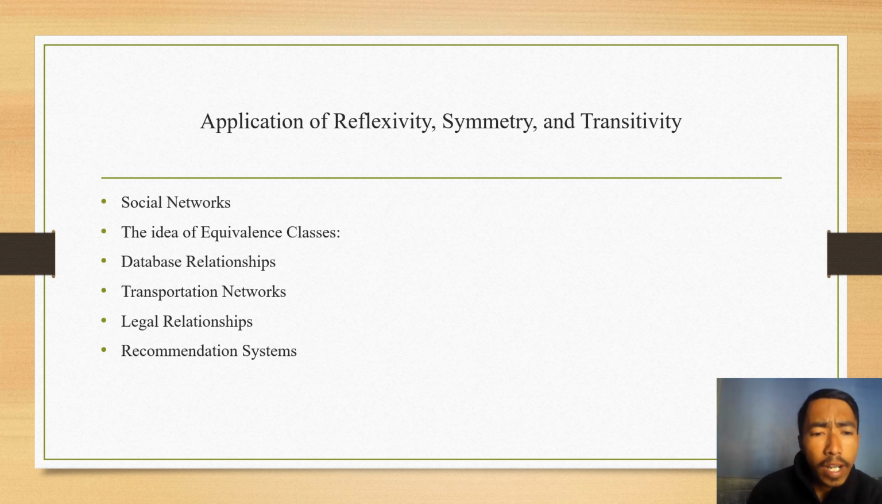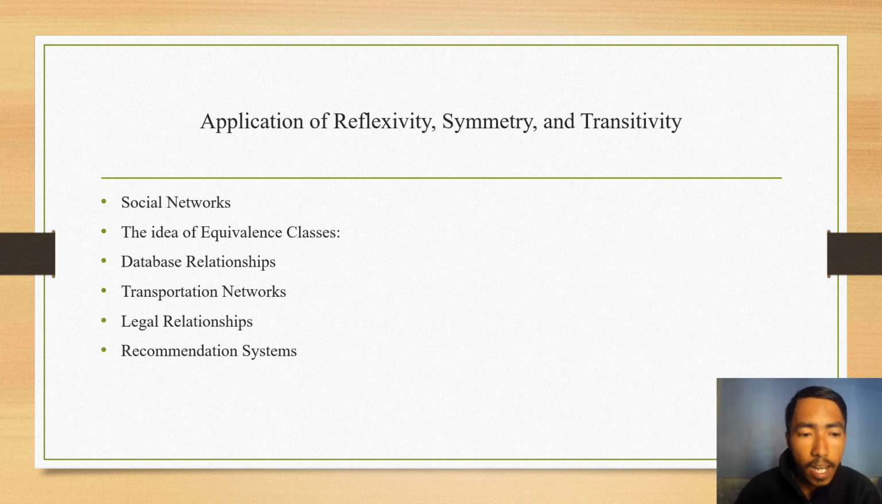Another is recommendation systems. In recommendation algorithms, reflexive would be that a user is similar to his or her own preferences. Symmetric is when two users with similar tastes recommend to each other their favorite items.